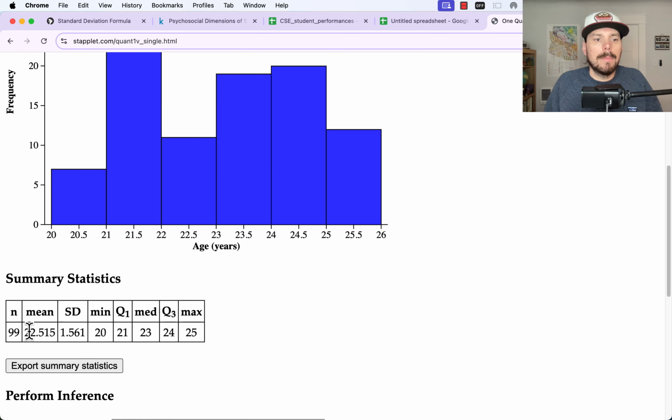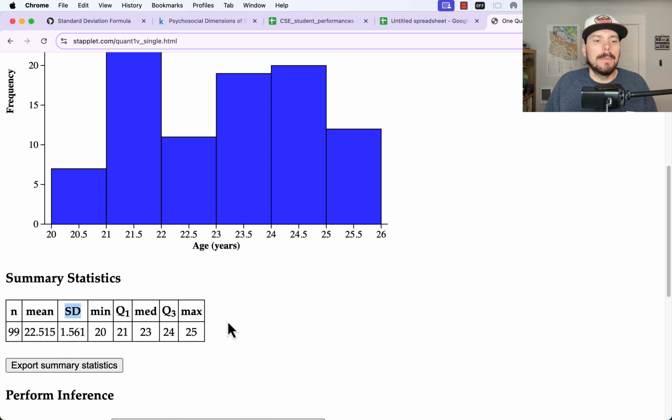Here's our histogram, average of 22 and a half years old. And we see people varying from 20 to 25. It's a pretty narrow range for these college students. And maybe a couple years below and above the mean, with a standard deviation coming out to 1.6 there.